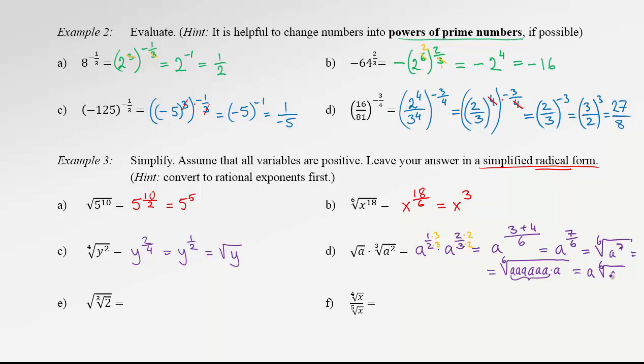What's left is the other a. So the final answer is a times the 6th-degree root of a. That's the simplified radical form. Let's see the next example.